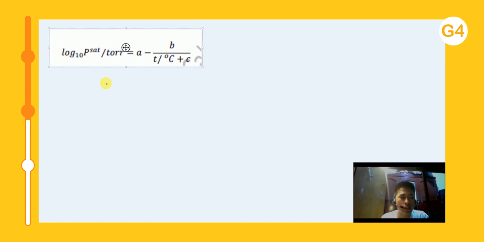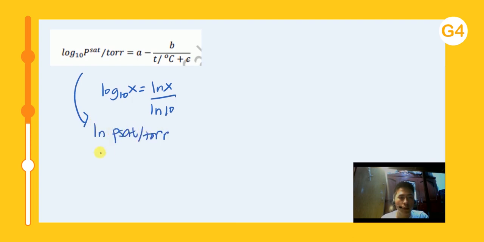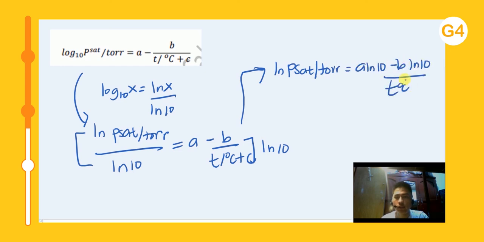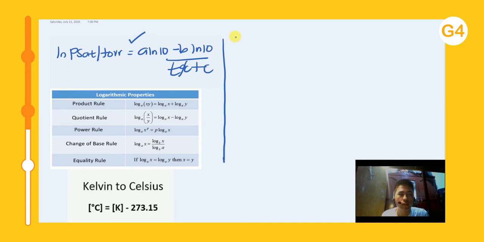We know by logarithmic change of base that log base 10 of x is equal to ln x over ln 10. We let x be the saturation pressure in torr. So this becomes ln P sat in torr over ln 10 is equal to A minus B over temperature in degrees Celsius plus C. Now we multiply both sides by ln 10. Then we get ln P sat in torr equals A ln 10 minus B ln 10 over temperature in degrees Celsius plus C.